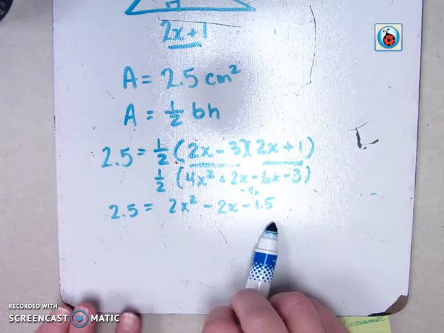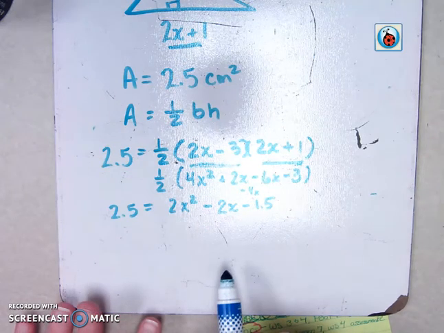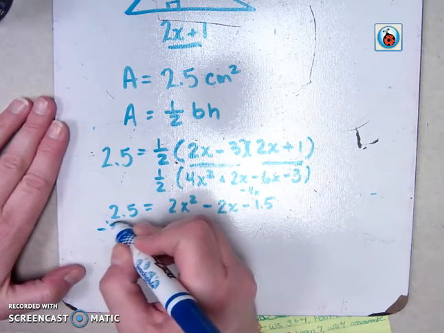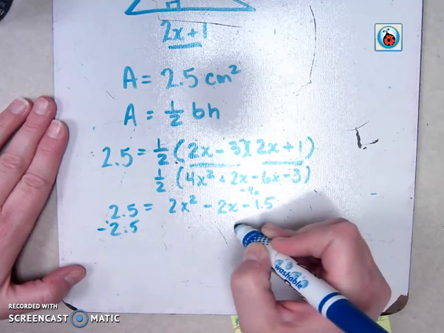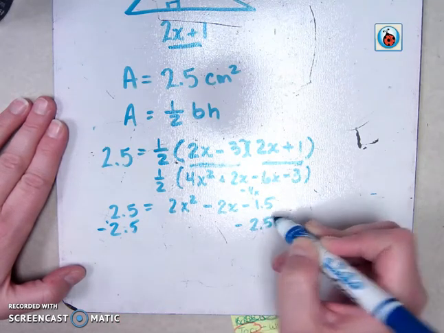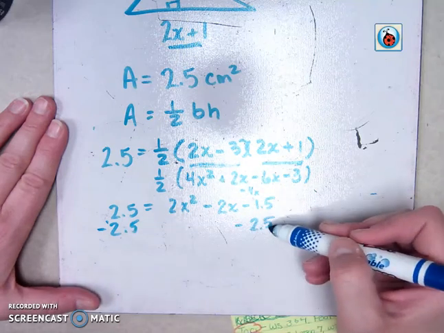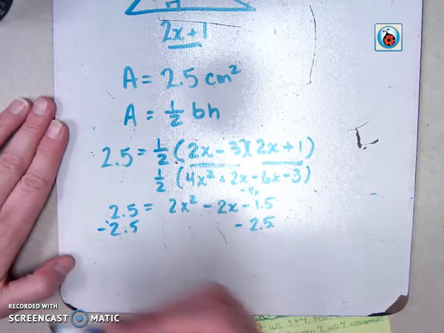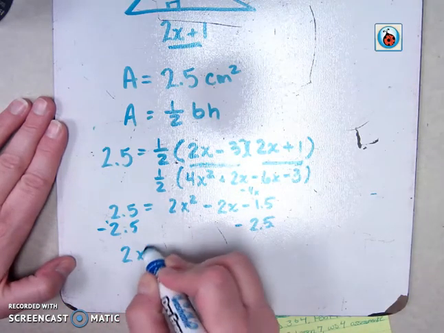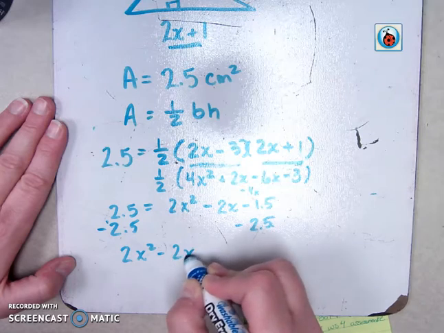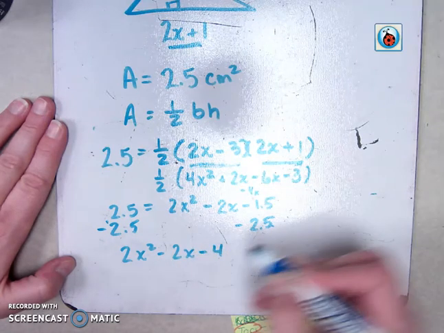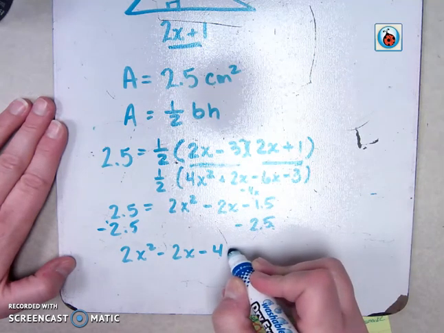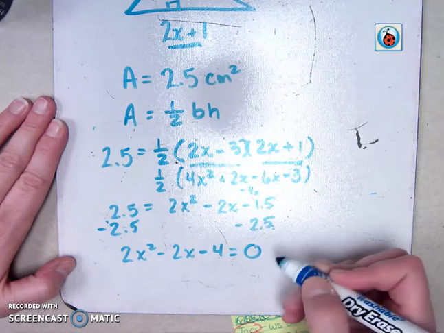At this point, in order for me to solve this polynomial, I have to subtract the 2.5 from each side so that one side of the equal sign equals 0, because I need it to equal 0. When I subtract here, I get -4. So I'm going to rewrite it the other direction. I'd have 2x squared minus 2x minus 4, because -1.5 and -2.5 equals -4, and that equals 0.